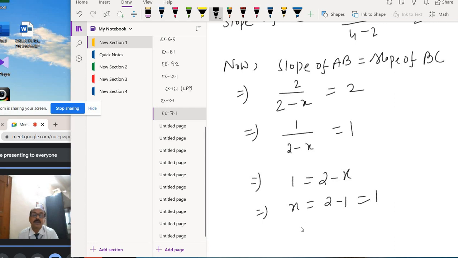Therefore x equals 1. The question is to find the value of x, so x equals 1. This is the answer.